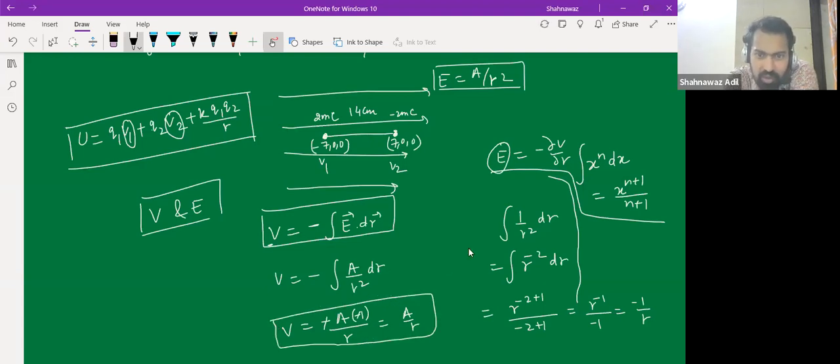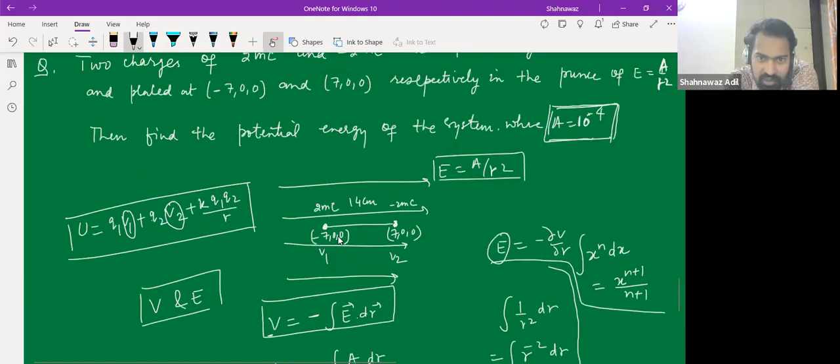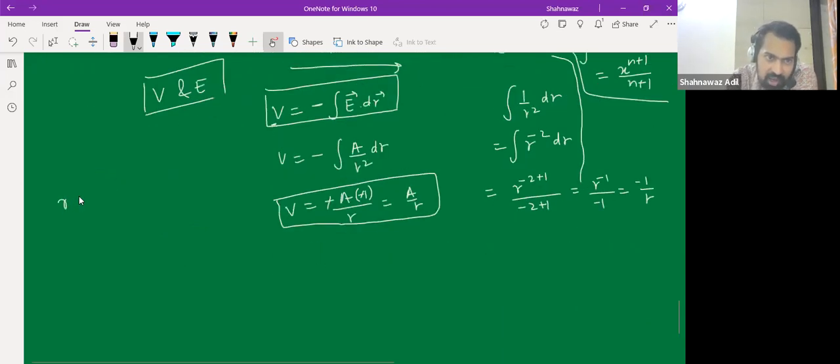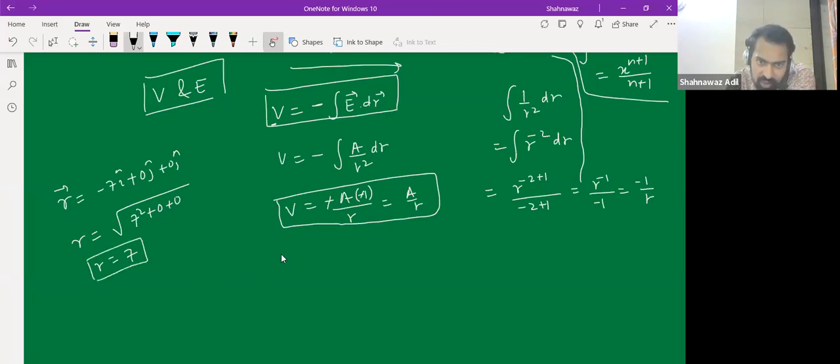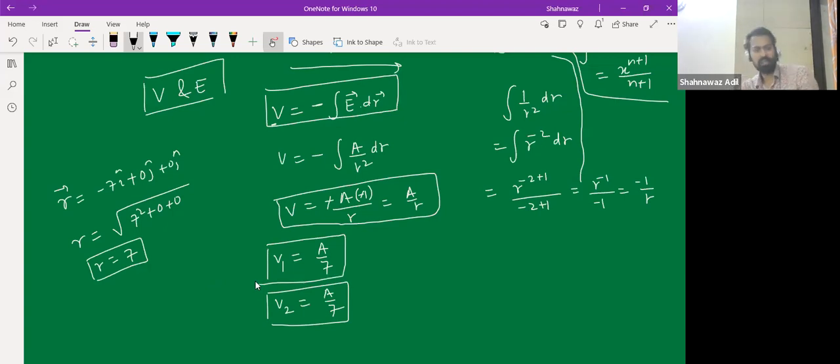Right? So we want to calculate the potential at minus 7, 0, 0. So what is the magnitude of that? The vector r is minus 7i plus 0j plus 0k. So magnitude is root of 7 square plus 0 plus 0, which is 7. Right. So V1 is A by 7. V2 is also A by 7. Is this clear to you guys? Yes, sir.